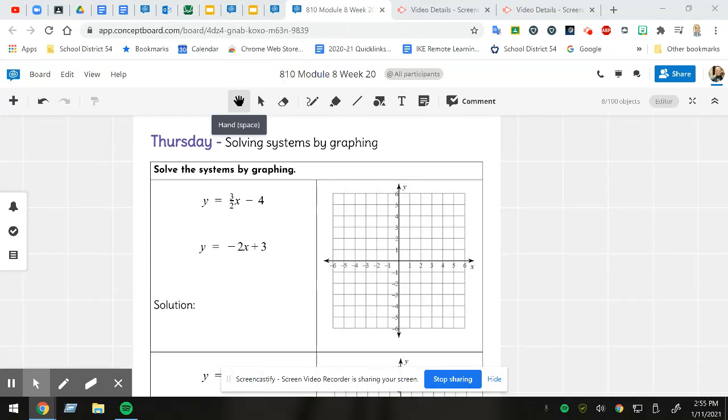All right, so it's a continuation from yesterday. Now we are going to graph the equations. So draw lines for each of them and then identify the solution. All right, so we're kind of putting together Tuesday and Wednesday.